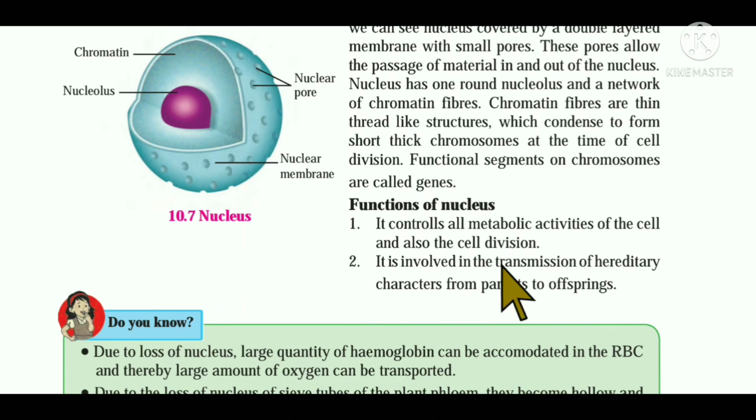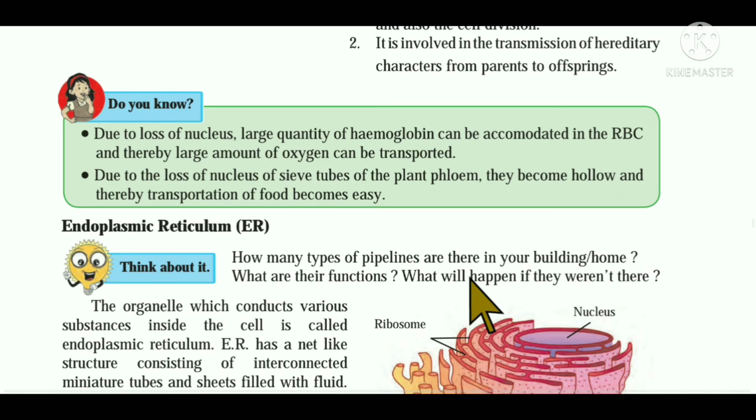Now the function of the nucleus: it controls all the metabolic activities of the cell and also the cell division. It is involved in the transmission of hereditary characters from the parents to the offspring.